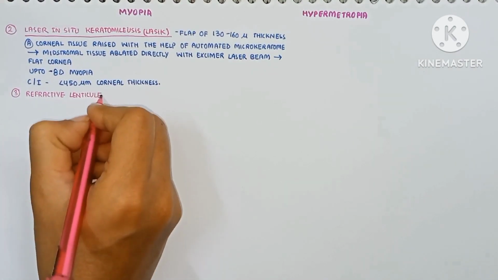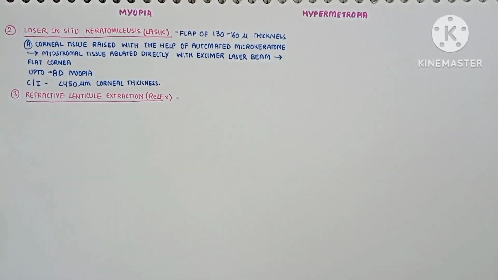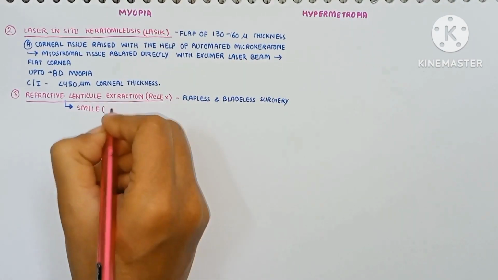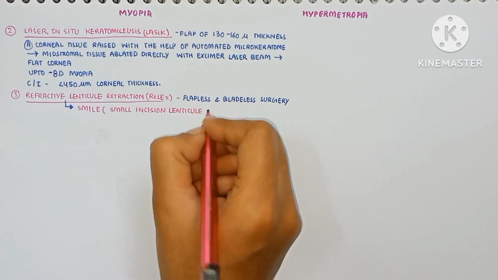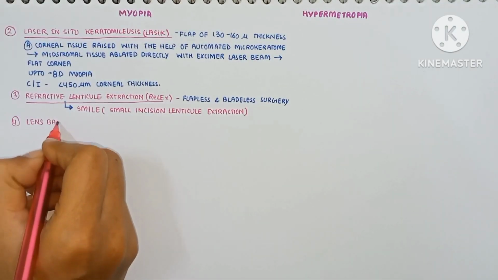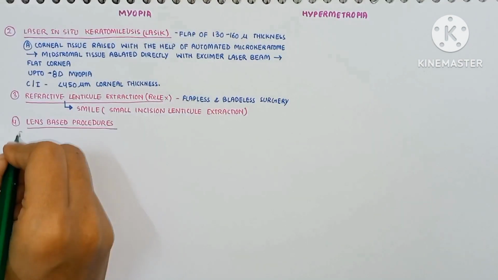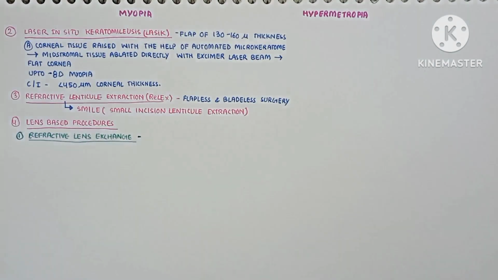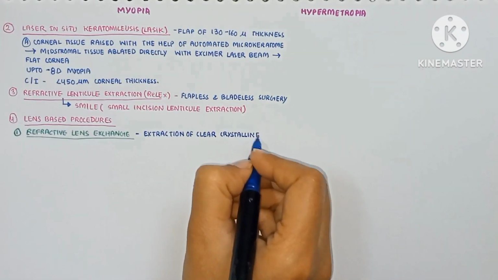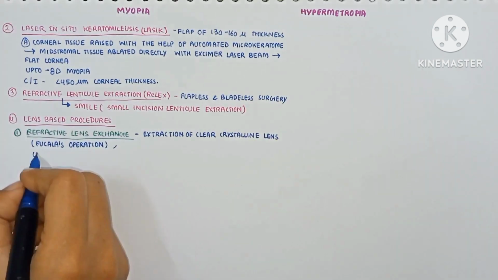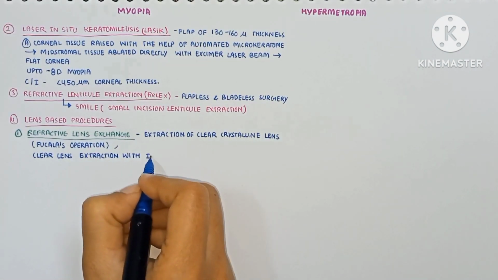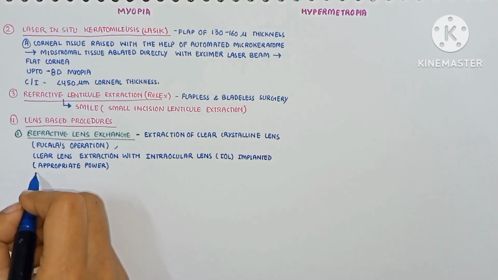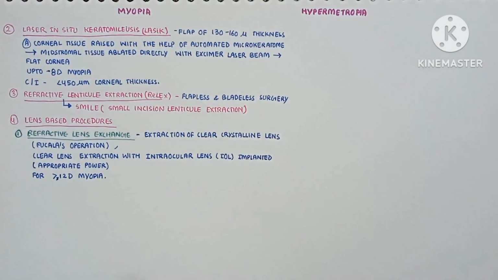The third is refractive lenticule extraction, a flapless or bladeless surgery. It is also known nowadays as SMILE, small incision lenticule extraction. The fourth procedure is the lens based procedure. Under it, the first is refractive lens exchange of the clear crystalline lens, known as Fucala's operation, a clear lens extraction with an intraocular lens implanted of appropriate power. It is used for more than 12 diopter myopia.